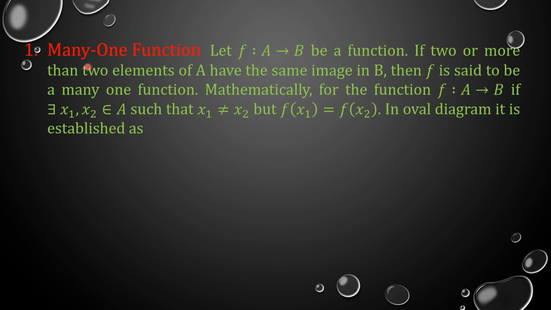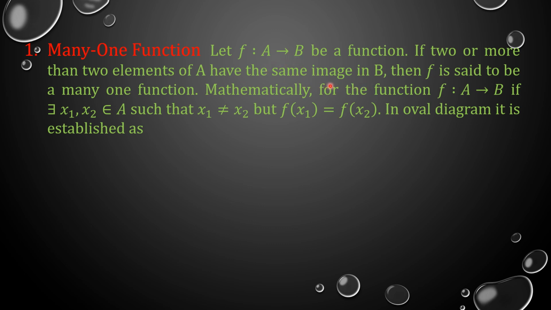Very simple. Many means two or more elements, and one means a single element. So many to one function means two or more elements have the same image. You see the definition. If f: A to B is a function, where the domain is A and the codomain is B, and two or more elements of the set A, meaning the domain set, have the same image in B, this is the codomain set B.